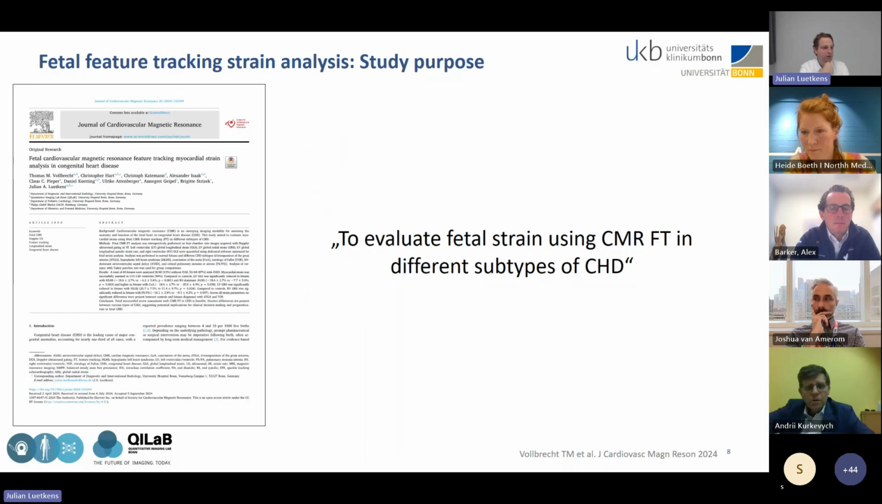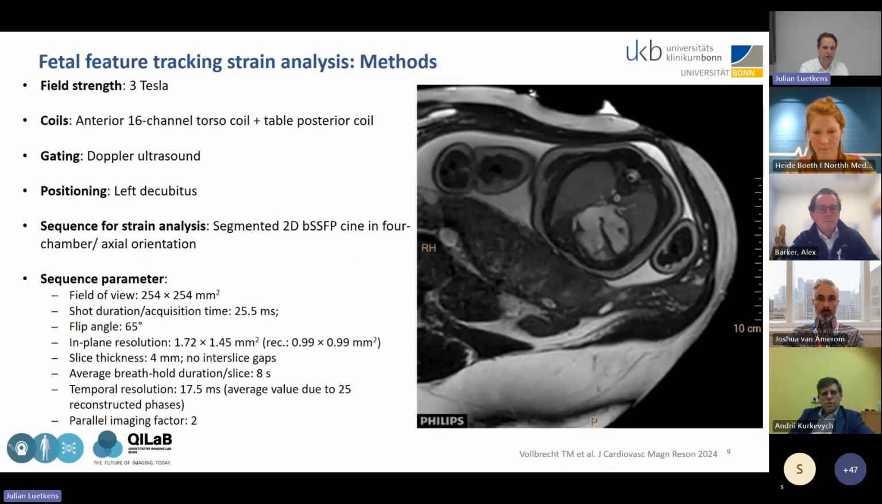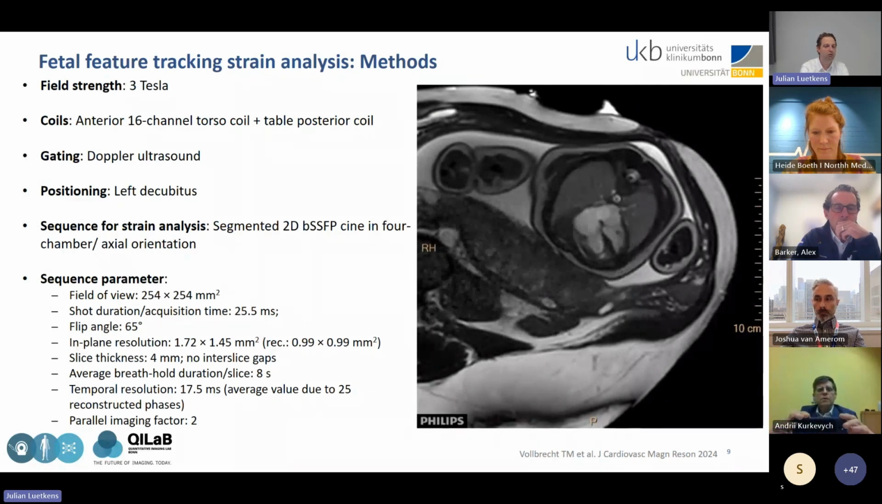And this is the paper from our group, where we also evaluated feature tracking strain in fetuses with congenital heart disease. What we tried to do was to evaluate strain in different subtypes of congenital heart disease, to find out if there might be a difference between different subtypes of CHD. This was a retrospective analysis of a prospectively enrolled cohort. And this is something about the method we used.